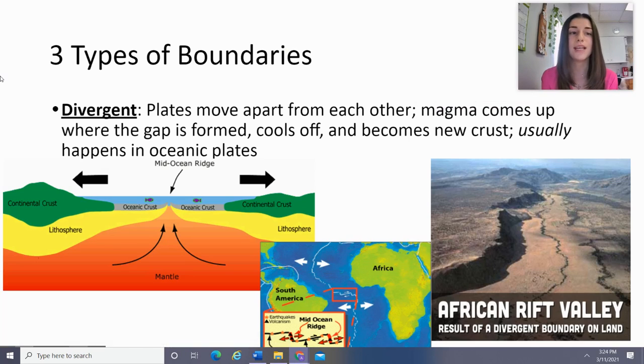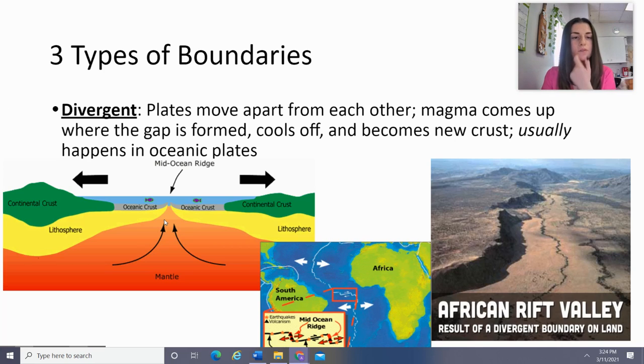The first kind of boundary is divergent boundaries. And these plates move apart from each other. So you can think of divergent as divide because the plates are dividing. They are moving apart from each other. And once these plates are moving apart, magma is coming up where the gap is formed, and it cools off, and once it's cooled off, becomes new crust. And this usually happens in oceanic plates.